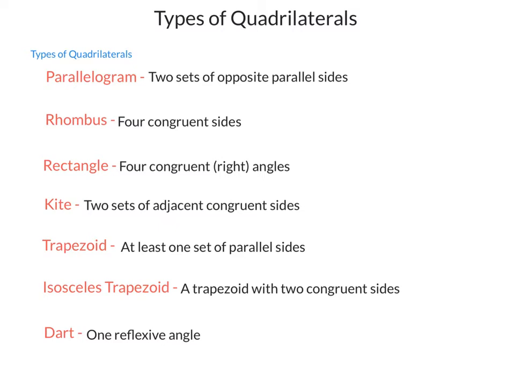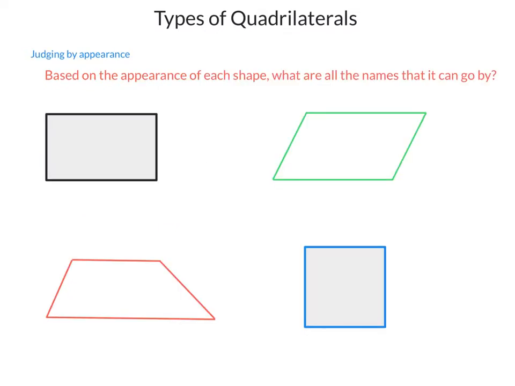Okay, so now that we have an overall picture of what quadrilaterals are, you might see in here there are some missing, and yes, we will talk about that a little bit later. But also as we mix and match some of these definitions, we can actually arrive at other types of quadrilaterals. Okay, so just when we take a look at the appearance of some, what will come out from them? So based on the appearance of each shape, what are all the names that it could go by?